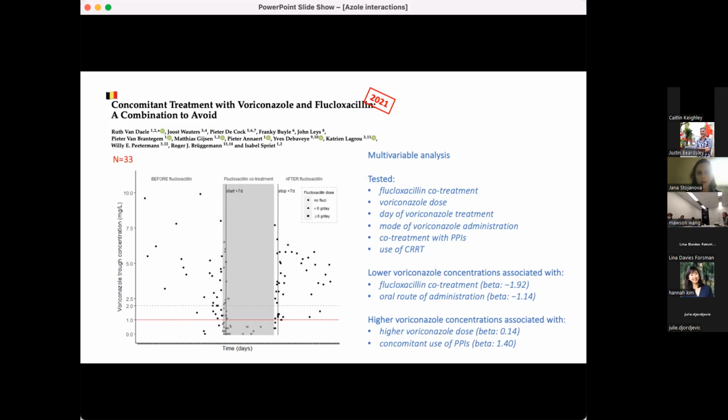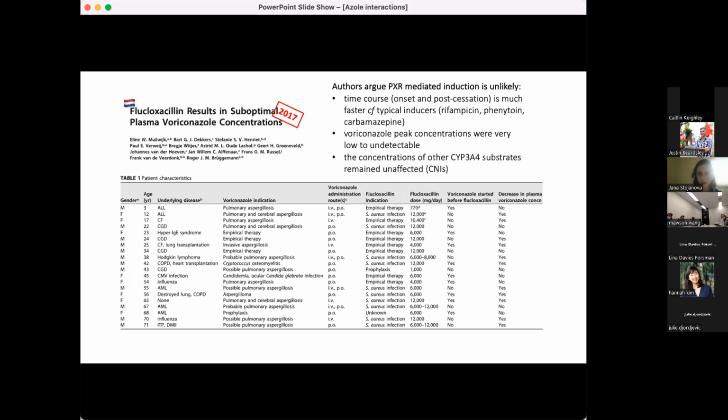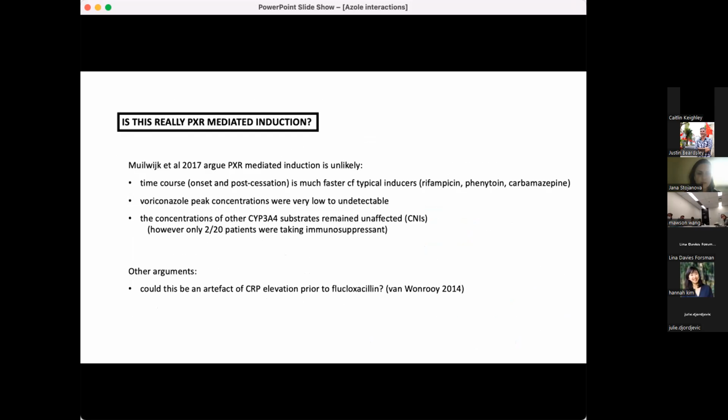But some experimental work has failed to show a dose-dependent PXR activation by flucloxacillin. So is this really a PXR mediated induction? This earlier report from the Dutch group, they argued that PXR mediated induction is really unlikely. They note that the time course of onset of a change in concentration and after cessation is much faster compared to typical inducers, such as the ones I've mentioned.